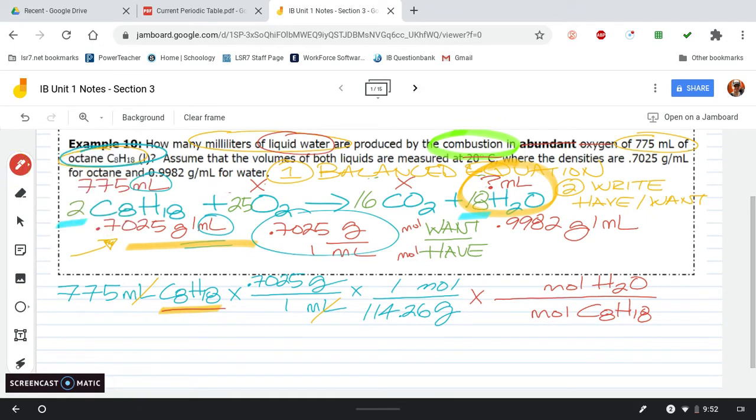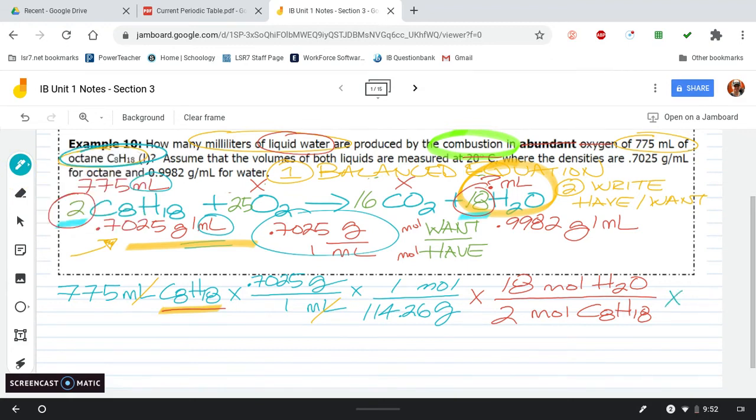So the water gets the 18 and the octane gets the 2. So there's no mystery here. I got them here and here. Whatever number was in front of the chemical is where I got those. All right. Now, that's called the mole ratio.